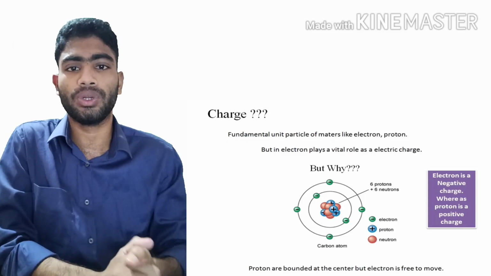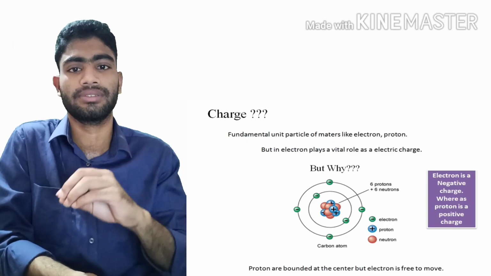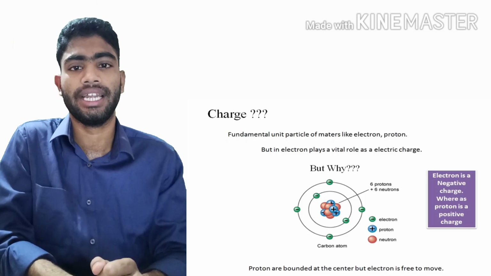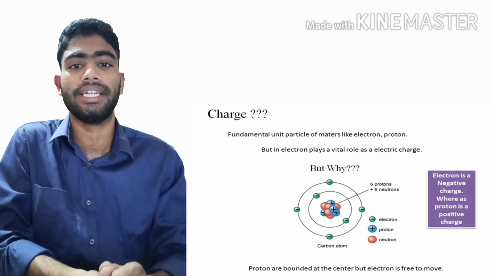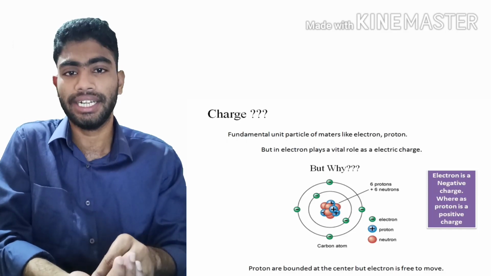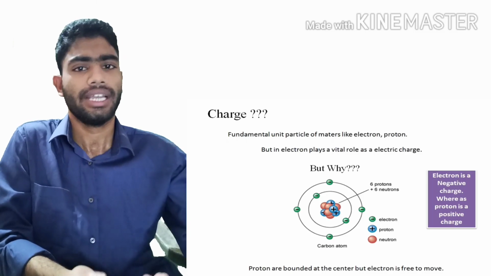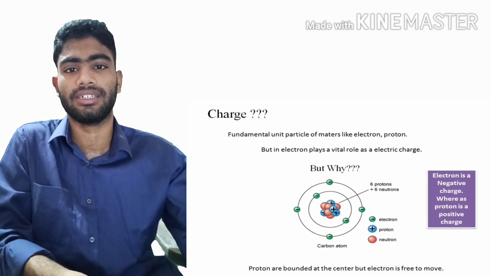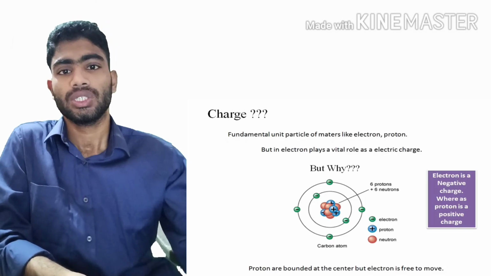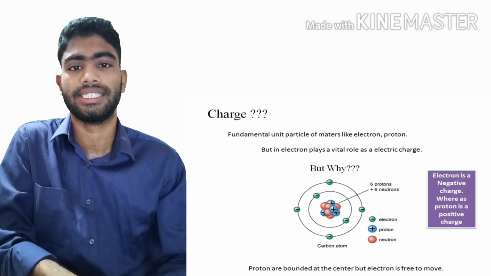By using the electron, you can move charge from one place to another place. But if we take the proton, we cannot move it easily because it is fixed at the center. That's why we choose the electron as the charge carrier. The electron is a negative charge carrier, whereas the proton is a positive charge carrier. Now let us discuss some basic properties of the charge.